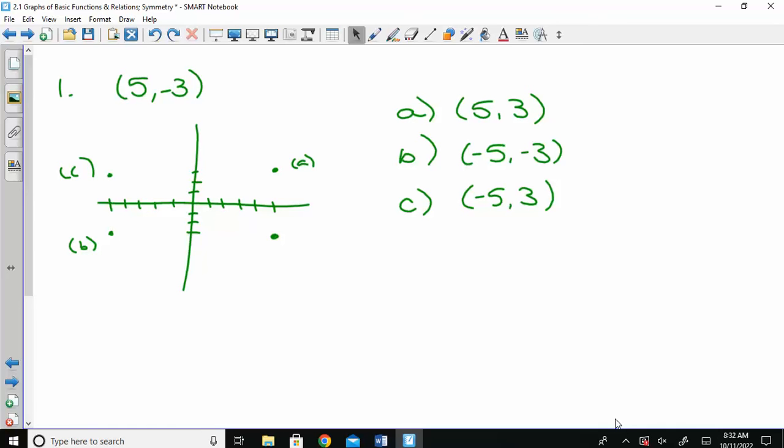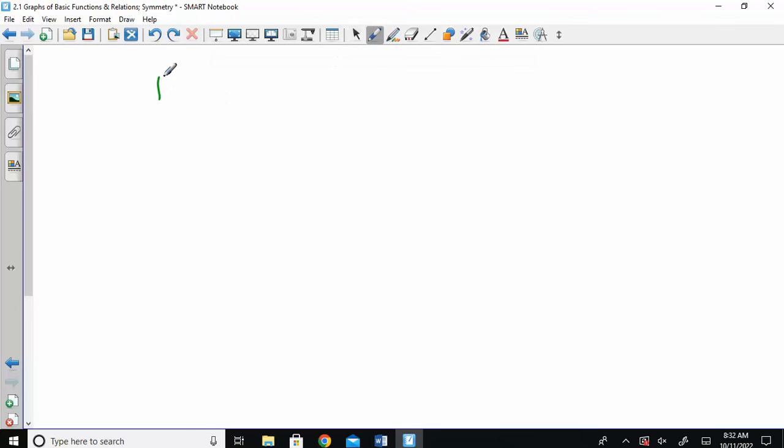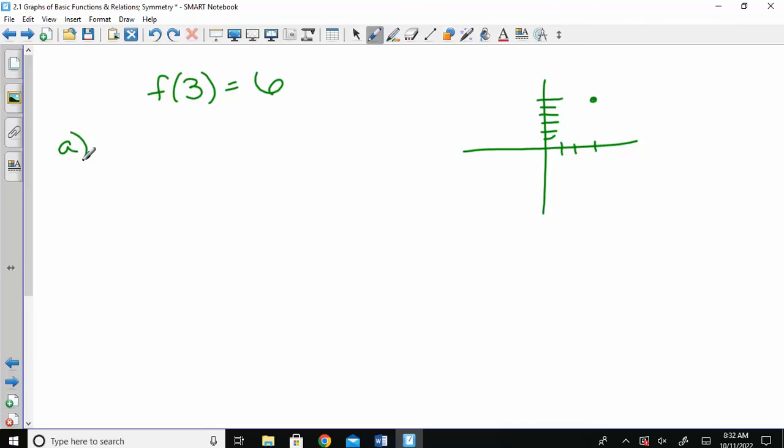All right. So number 10. What I'm telling you here is f of 3 equals 6. That's just another way of saying you have the point 3, 6. It's just function notation. Wait, which question? Number 10 says the graph of y equals f of x is symmetric with respect to the origin. The bullet above it. Oh, oops. Okay, so for this, we have to find the rest of it.